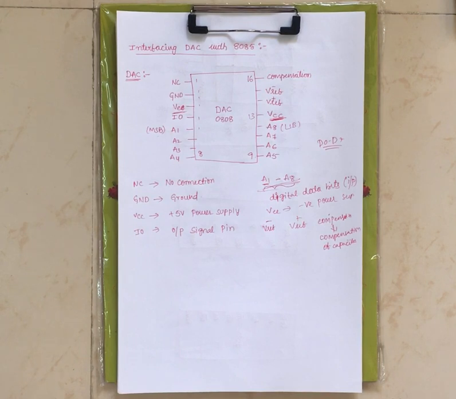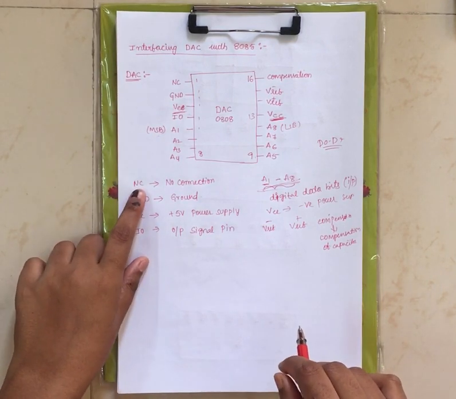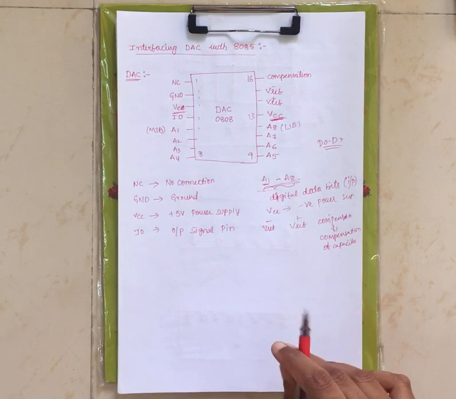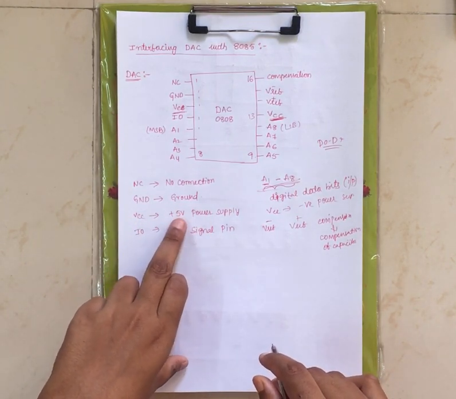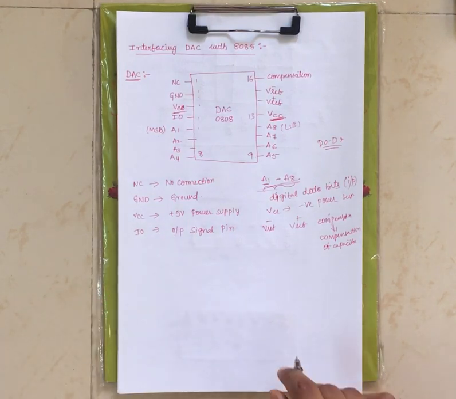Before going to the interfacing of DAC with 8085, let us see the pin diagram of the DAC. The DAC is a 16 pin IC whose number is 0808, and it is used to convert a digital signal to an analog signal. The first pin is NC, which indicates no connection. And the second pin is the ground pin, used for ground reference.